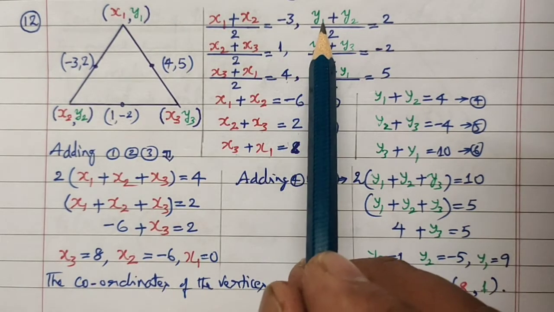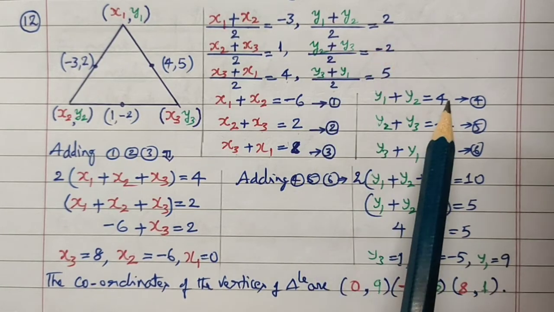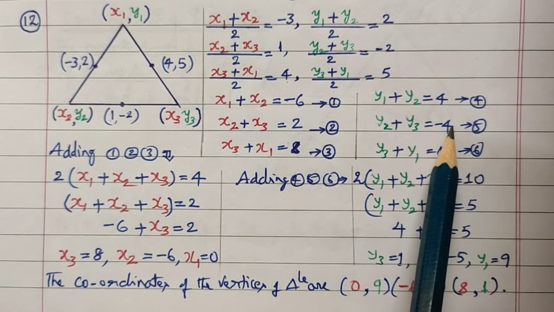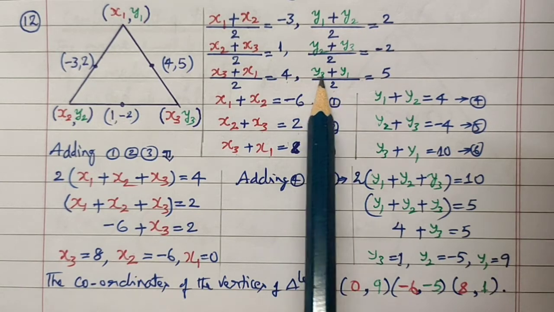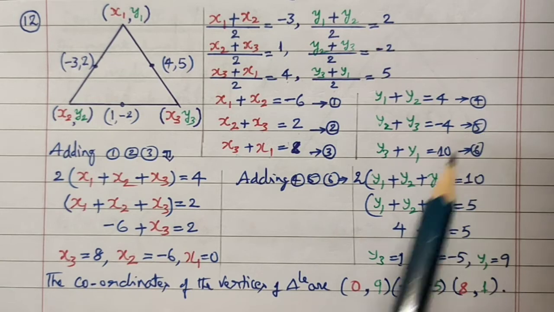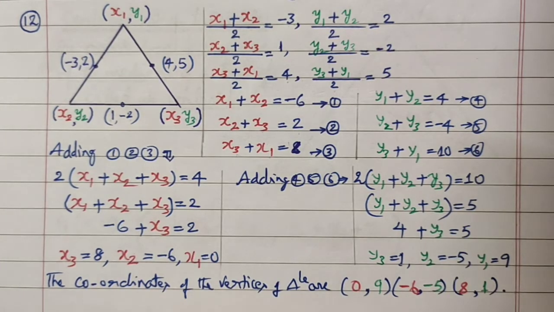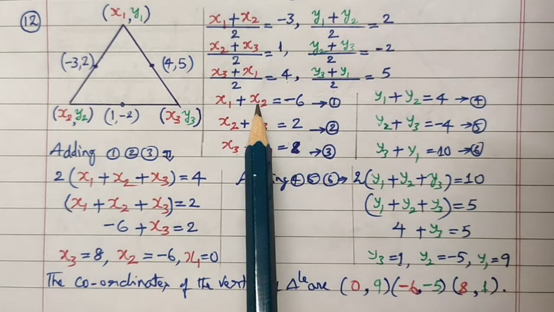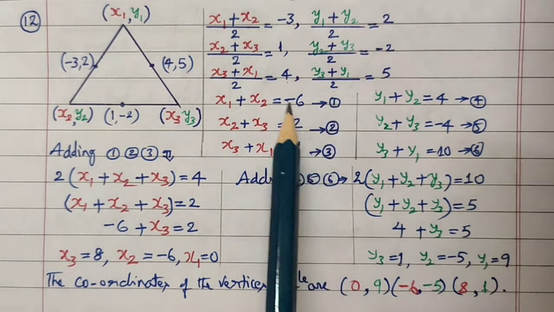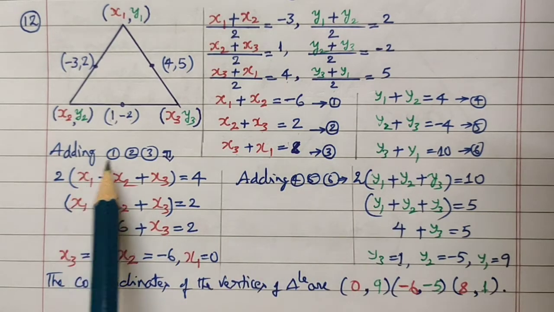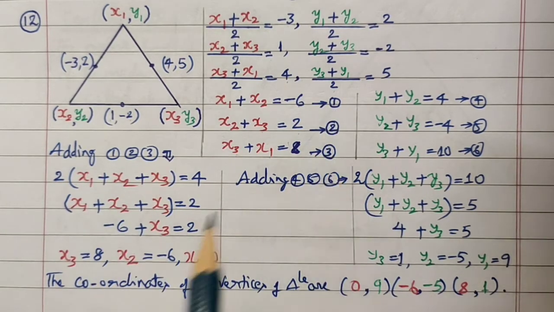From this, y1 plus y2 is equal to 2 into 2, that is 4. y2 plus y3 is equal to 2 into minus 2, that is minus 4. y3 plus y1 is equal to 2 into 5, that is 10. We call these 4, 5, 6. To find the x values, let us add 1, 2, 3, because all these are x and these are y.